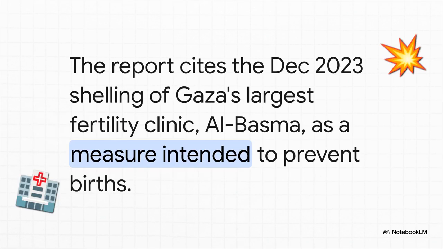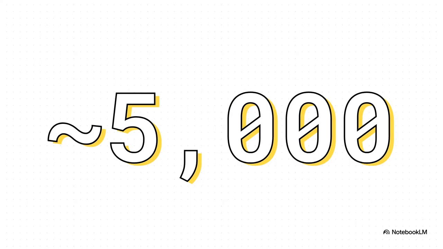Now, for the 4th and final act the report looks at, imposing measures intended to prevent births. This is a really specific one, and the report's analysis focuses on a single powerful event, the shelling of the Al-Basma IVF clinic, which was the largest fertility center in Gaza. And the report really underscores the finality of this attack.